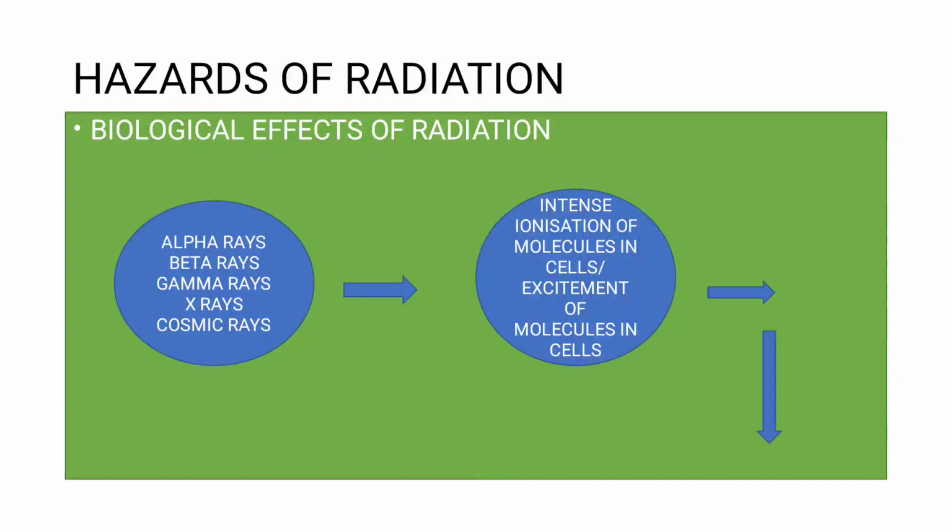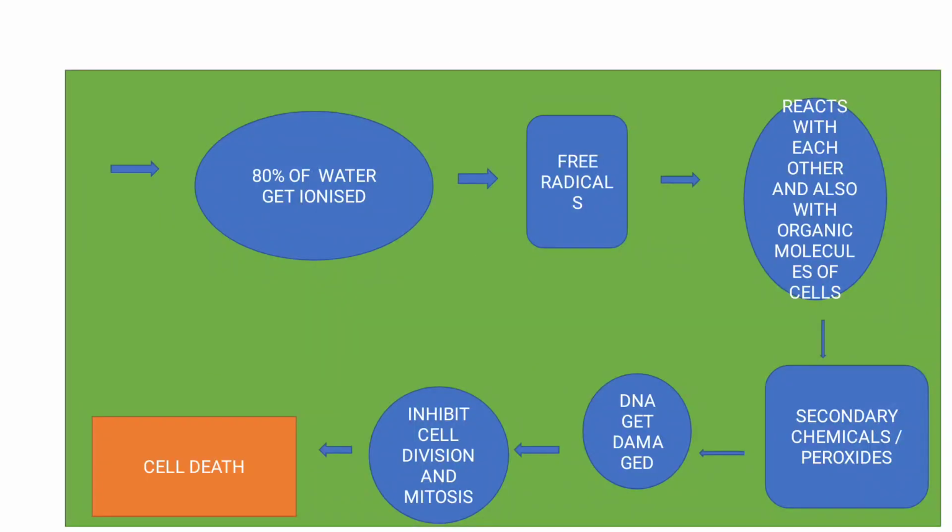These peroxides are highly reactive. They react with each other and the DNA gets damaged, which causes inhibition of cell division and mitosis, and finally leads to cell death. So that is the main biological effect of radiation, cell death.